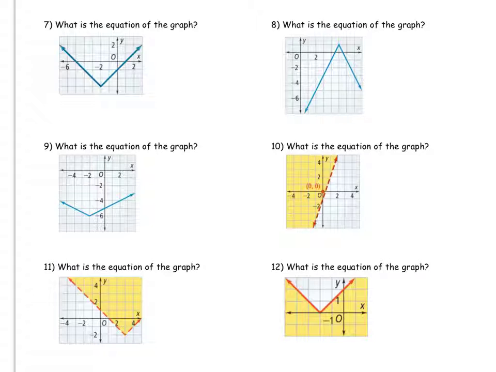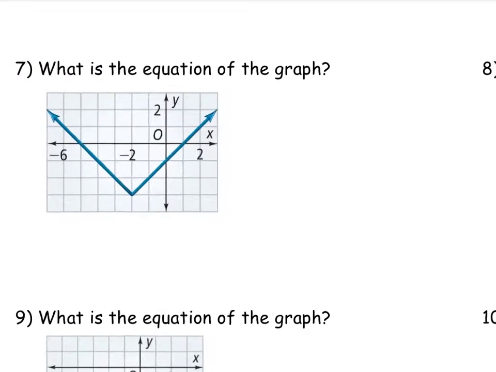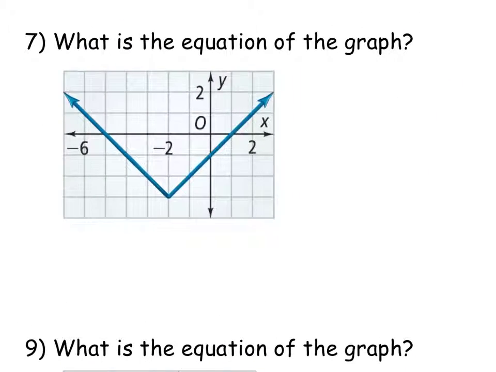Now what we want to do on these problems is write the equation of these functions that they give us in the graph. Let's start out with number 7. We need to decide first what type of function they gave us the graph of. Is this a line? Is this an absolute value? Or is this a square root? Absolute value. Remember, value starts with a V. The graph is a V, so this is an absolute value function.